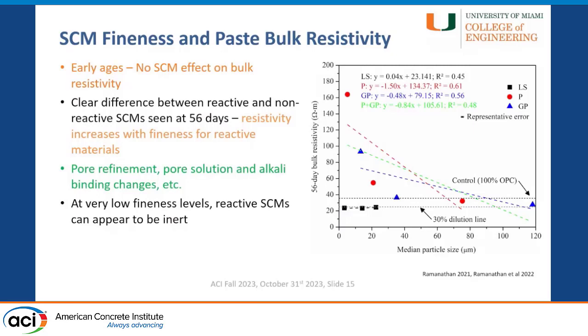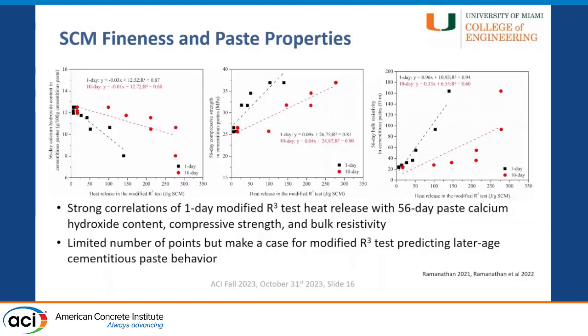Moving on to transport properties, which is measured by cementitious paste bulk resistivity. We saw that at early ages there was no SCM effect on bulk resistivity. However, we saw clear differences between reactive and non-reactive SCMs at 56 days, which is what you see in the plot to the right. The reasons for this could be pore refinement, the effect of pore solution, and the alkali binding because of supplementary cementitious materials present in the system, and so on. At very low fineness levels, as you can see at the far end of the plot at 120 median particle size, the reactive SCMs can appear inert.